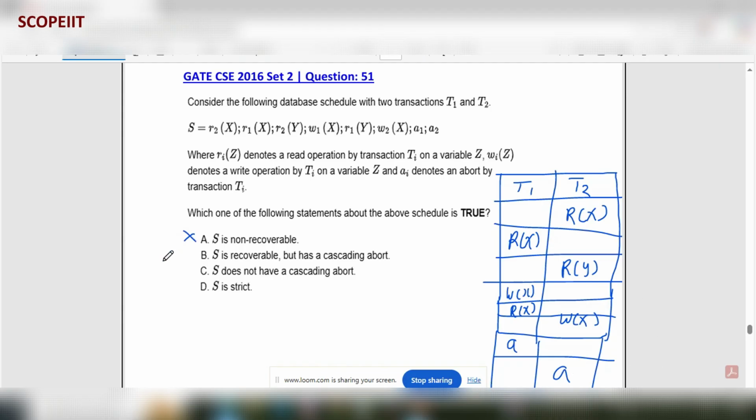Option B says S is recoverable. That is true, that S is recoverable. But second, it says that it has a cascading abort. So where is the cascading abort?